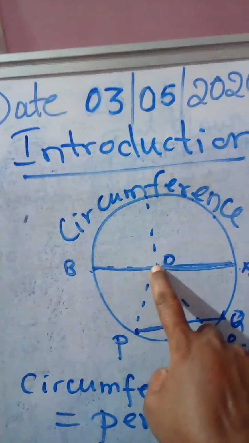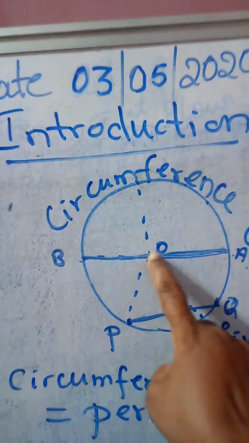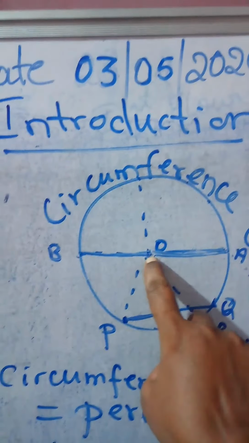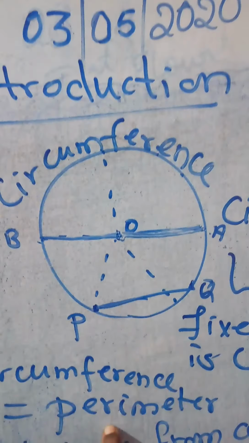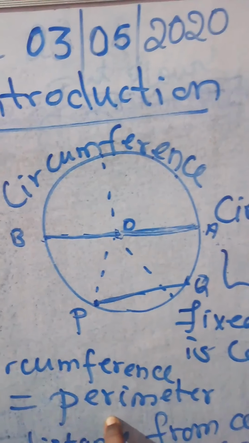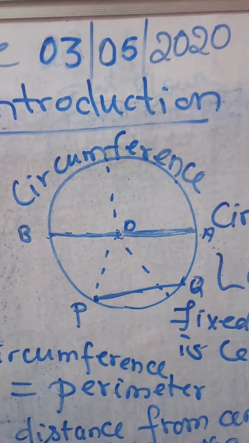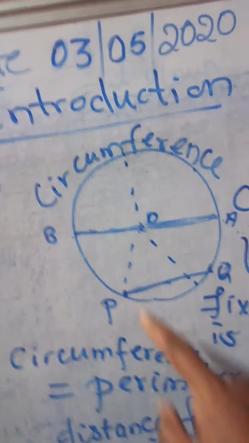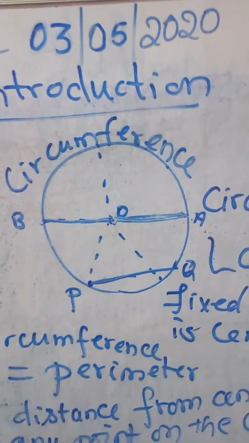A circle is drawn from the center, from a fixed point. This is a path traced around the fixed point, you call it a circle. Now this path traced is called circumference. The circumference is also called the perimeter of the circle. You know what a perimeter is? A perimeter is the length of any polygon or any diagram. So here the length of the circle is called circumference and it is also called the perimeter.